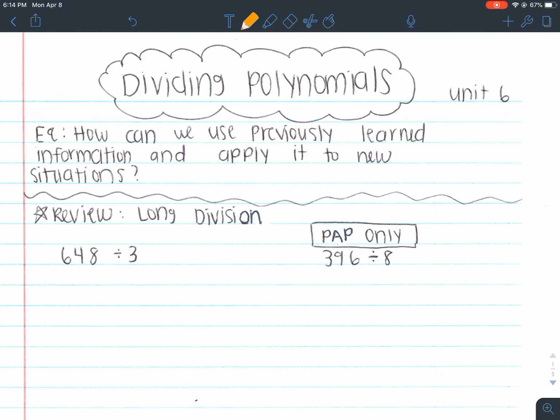Hey guys, these notes are for dividing polynomials. Our essential question is how can we use previously learned information and apply it to new situations? Dividing polynomials is probably one of the toughest things we do in Unit 6.